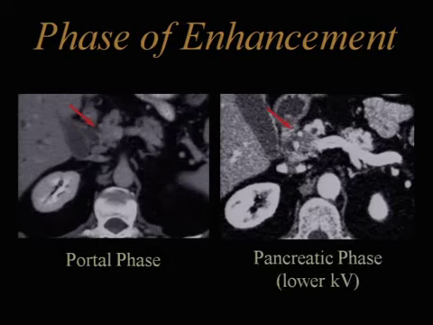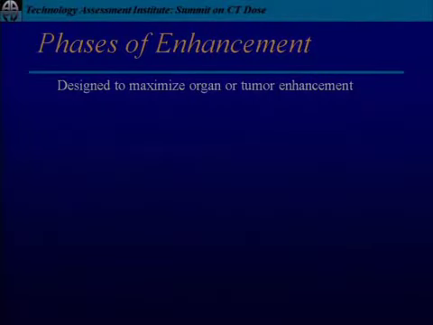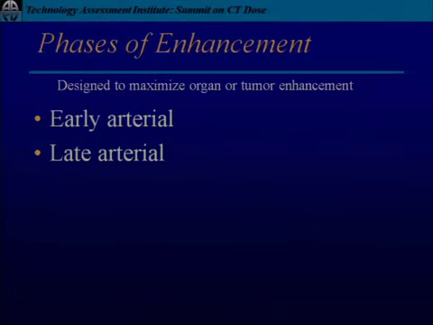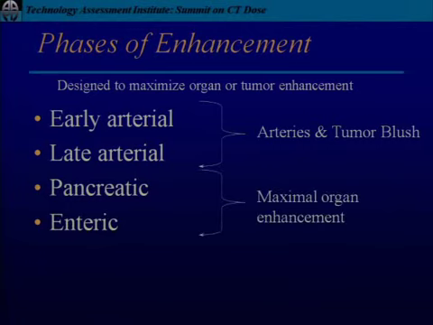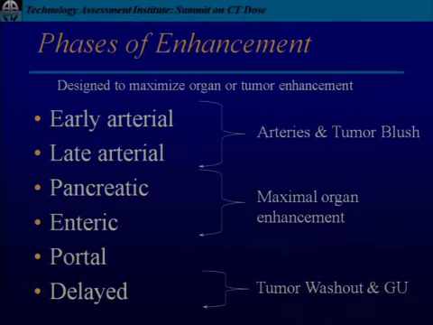This is in the pancreatic phase about 20 seconds earlier. So the phases of enhancement are designed to maximize organ and tumor detection. For early and late arterial imaging, we look at the arteries and tumor blush. For pancreatic and enteric imaging, we're really looking for maximal organ enhancement. And for delayed imaging, we're looking for tumor washout, that is, the tumor becoming hypoattenuating compared to the background gland.